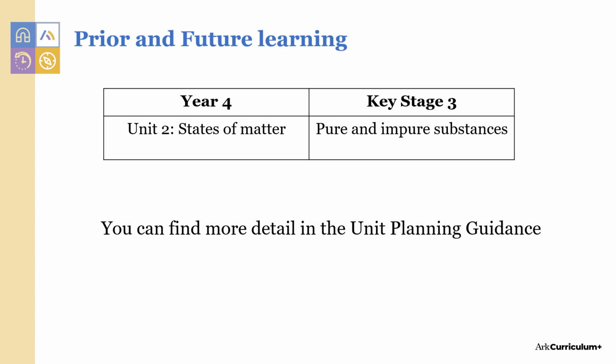Here are the main links to pupils' prior and future learning: Year 4, Unit 2, States of Matter, and Key Stage 3, Pure and Impure Substances. You can find more detail in the unit planning guidance.